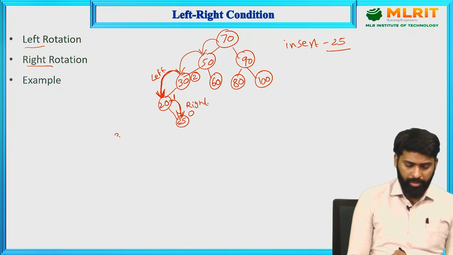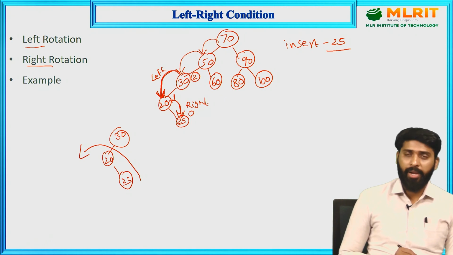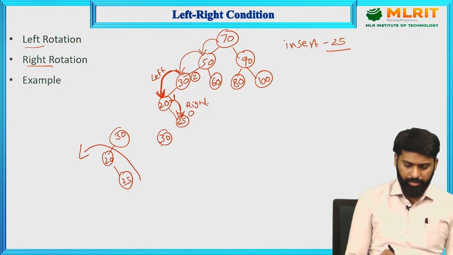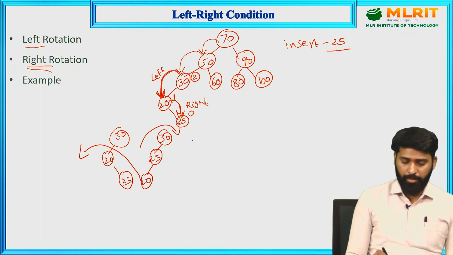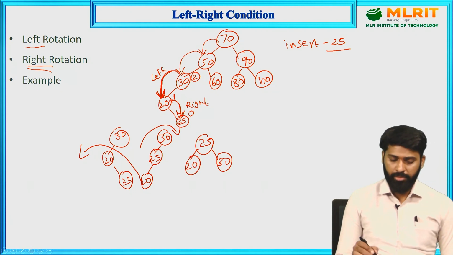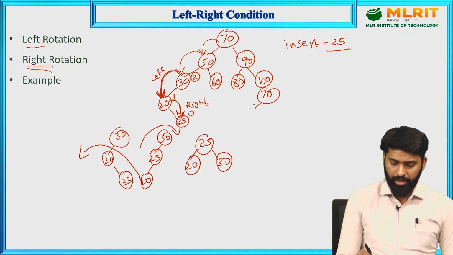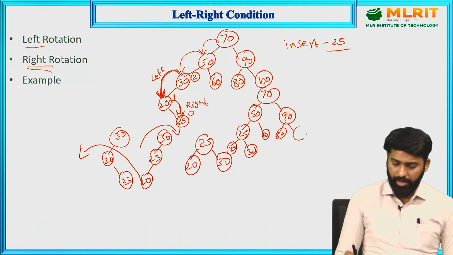Consider this 30, 20, 25. Once we rotate to the left side, it becomes 30, 25, 20. What is the next rotation? Right. When we rotate to the right side, it becomes 25, 30, 20. That's it. So the resultant tree is 70, 50, 90, 25, 20, 30, 60, 80 and 100.